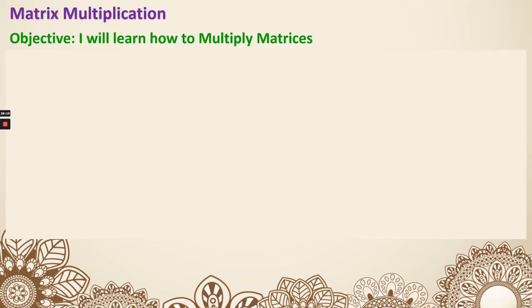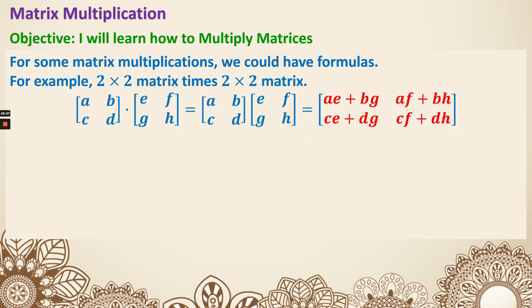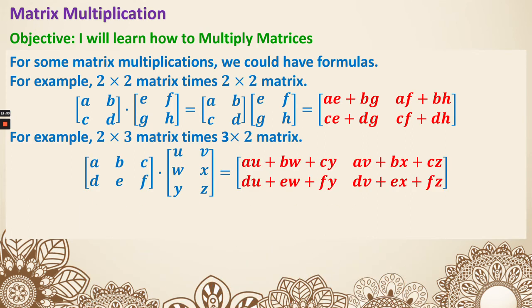Here it is. For some matrix multiplications, we could have formulas. So I did say there are formulas, so I'm going to show you the formulas for you to see how crazy it may get. 2 by 2 times a 2 by 2. Here's the formula. And 2 by 3 times 3 by 2. Here's the formula. They look quite crazy. So you probably do not want to try to memorize the formulas. But it kind of works the same way.